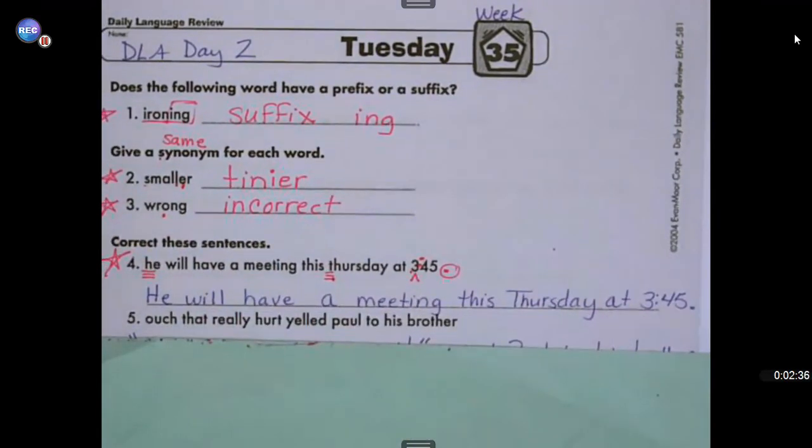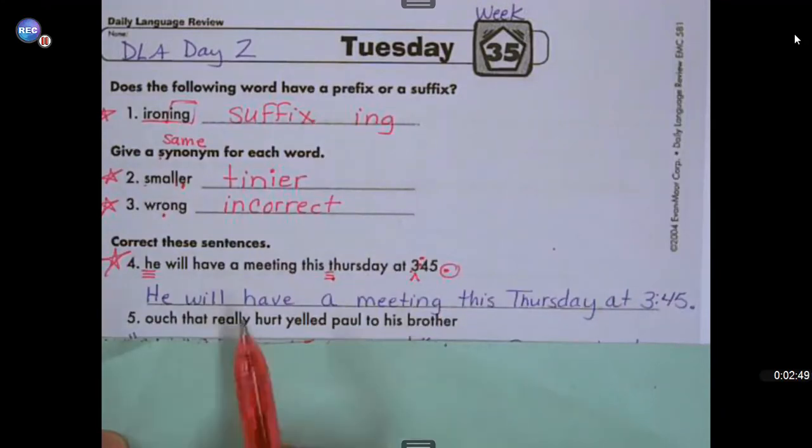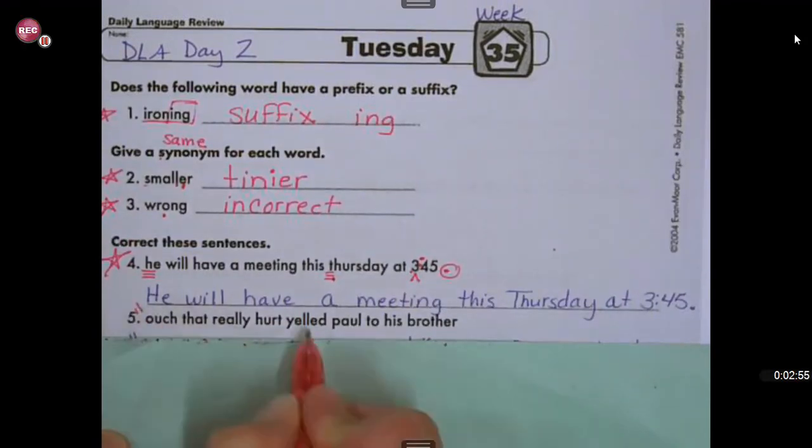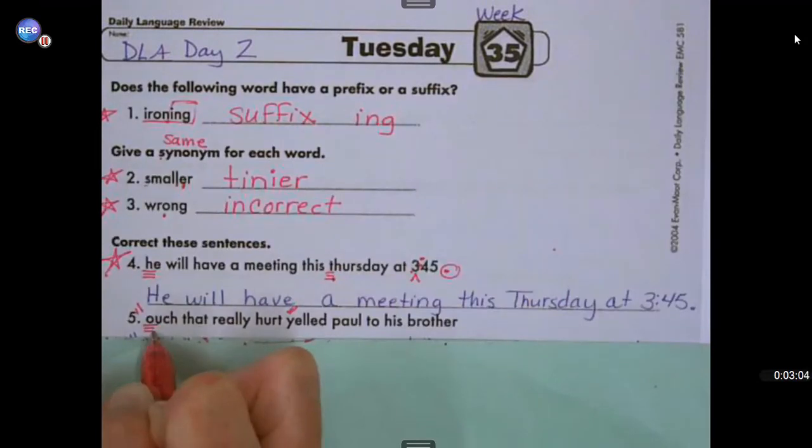Number 5, ouch, that really hurt, yelled Paul to his brother. In this situation, we have something that somebody said, so we have a quotation. I'm going to first start by putting quotation marks around what somebody said. Ouch, that really hurt are the words that actually came out of Paul's mouth, and he's yelling this to his brother. Now, let's fix the punctuation. We need a capital O at the beginning of the sentence. And you can do 2 things.